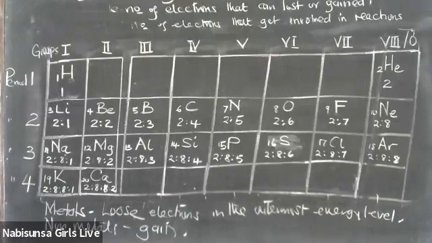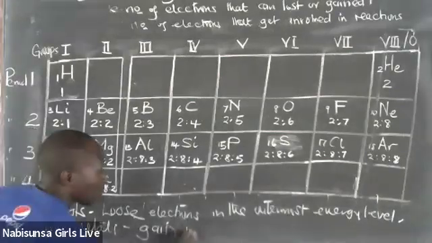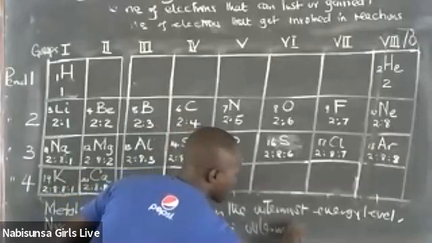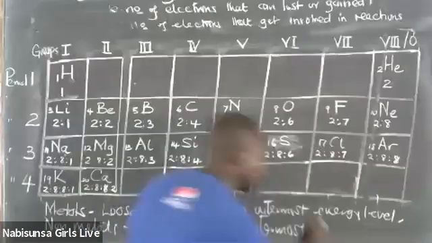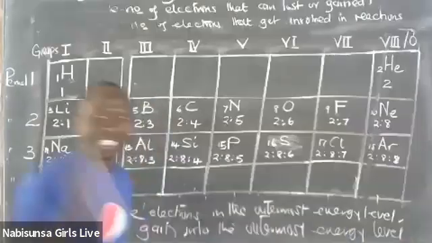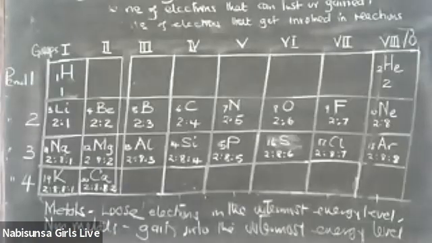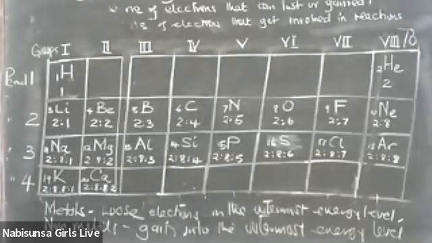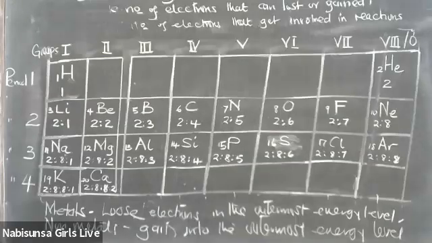What about non-metals? They gain electrons. Where? Gain electrons into the outermost energy level. Remember, the outermost energy level has limits. They gain electrons into the outermost energy level. Remember, the outermost energy level is supposed to carry a maximum of how many? 8. So you can see how many you can gain to raise the number to 8. All right?